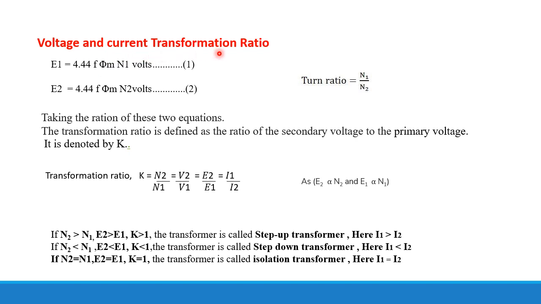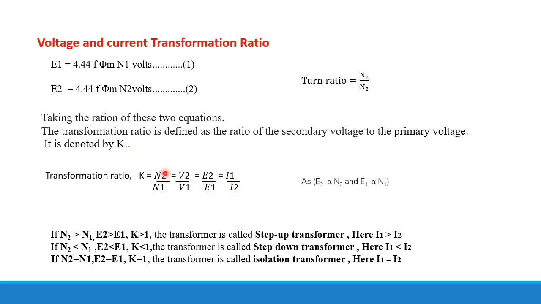Voltage and current transformation ratio. E1 is equal to 4.44 F phi m N1. E2 is equal to 4.44 F phi m N2. Transformation ratio K is equal to N2 by N1 is equal to V2 by V1 is equal to E2 by E1 is equal to I1 by I2.